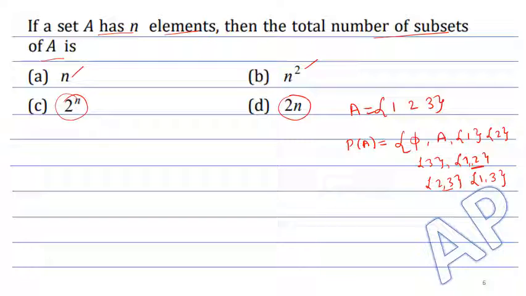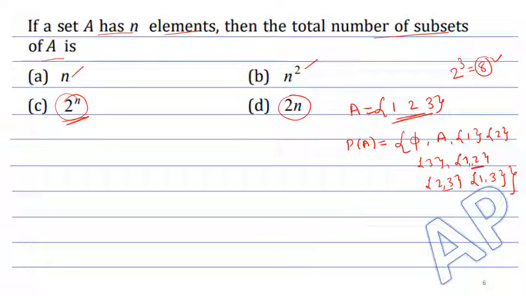ಹಾಗೆ 1 2 3 4 5 6 7 8 ಎಲಿಮೆಂಟ್ ಇದೆ ಈ ಪವರ್ ಸೆಟ್ ಆಫ್ ಸೆಟ್ ಎ ನಲ್ಲಿ. ಸೊ ದೇರ್ ಆರ್ 8 ಎಲಿಮೆಂಟ್ಸ್. So you can check there are 3 elements in A. That means I have 2 to the power of 3, which is 8 elements in power set of A. This is 2 to the power of n.